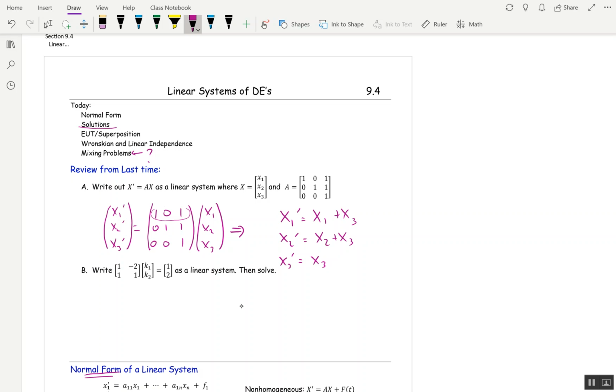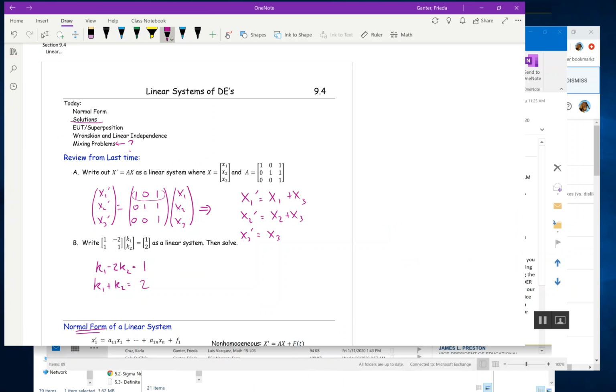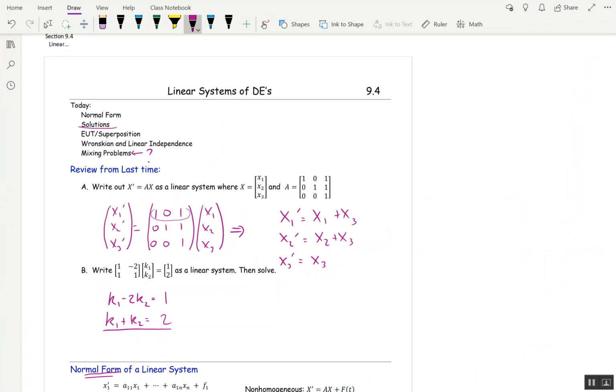And then let's do B here. Write this equation as a linear system, then solve. So K1, I'm dotting out, K1 minus 2K2 is 1, and K1 plus K2 is 2. All right, in this case, one equation is not a multiple of the other, so we can't ignore either equation. So I'm going to do the elimination method. I'm going to subtract this equation from the top one.